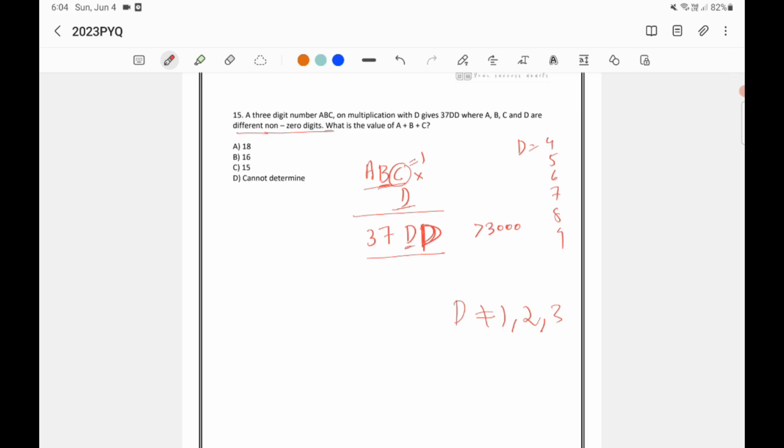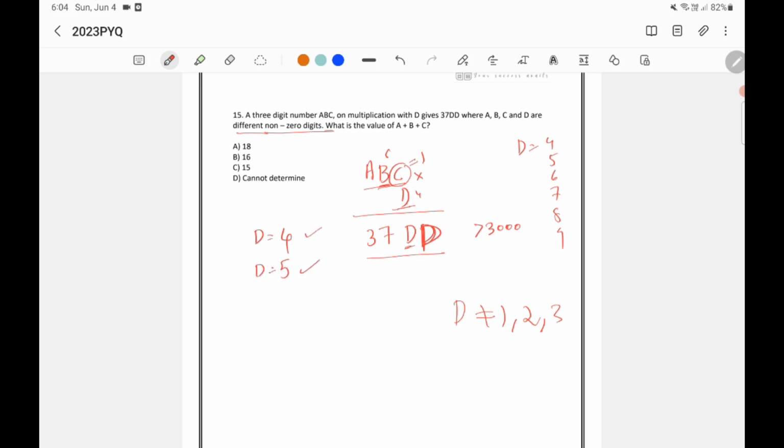For example, if D is equal to 4, B can be 6, right? Because 6 into 4 is 24. The unit digit is 4. So 6, 4 is possible. D equal to 5 is also possible, right? Because 3 into 5 is 15 or 9 into 5 is 45. So D is equal to 5 is also possible. D is equal to 4 is possible. D is equal to 5 is possible, right?